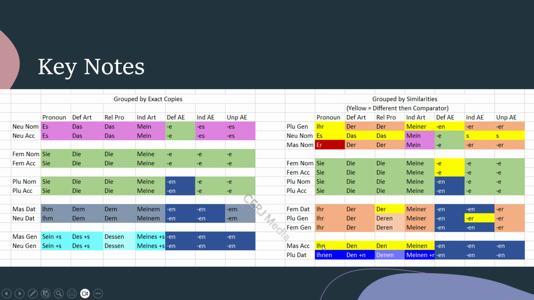And then the masculine accusative and dative are fairly similar, except as you can see here, this is den plus n, this is den nen, this is minen plus n. This is just an example, right?